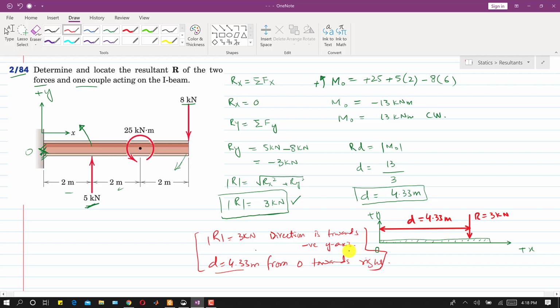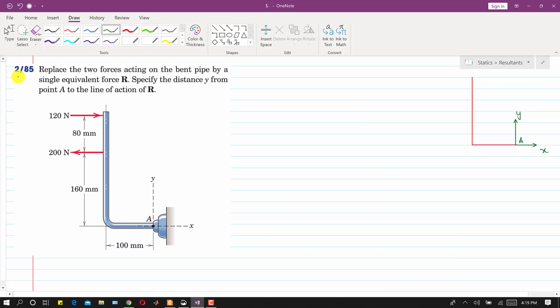Now we are going to solve this problem 285. In this problem it is said to replace the two forces acting on the bent pipe by a single equivalent force R. So we will replace these two forces by a single equivalent force R, and we need to specify the distance y from point A to the line of action of R. So we will also find the distance between point A and the line of action of this R.